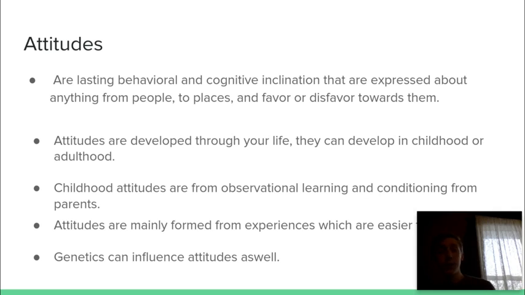Now, as an adult, it's how you experience things. If you have a bad experience with something, you're going to have a negative attitude towards it. Attitudes are mainly formed from experiences, which are easier to recall. Genetics can also influence attitudes as well. So you can blame your parents slightly for why you have a certain attitude towards stuff.